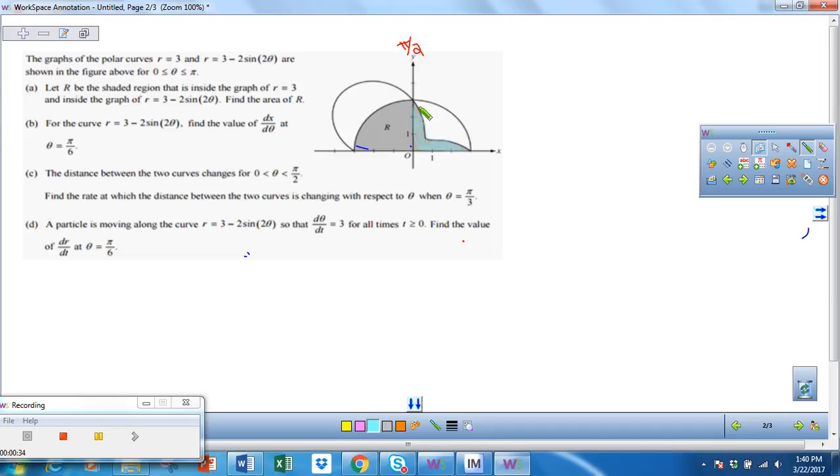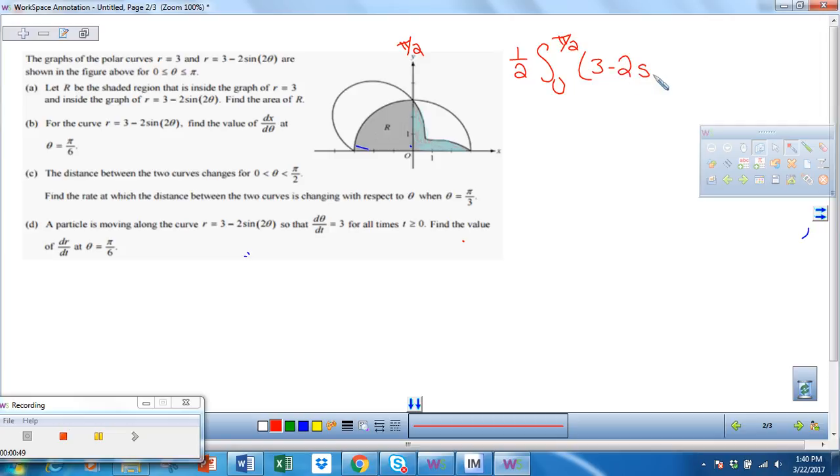3 minus 2 sine 2 theta. Okay, I'm using the non-circle curve. So I'm going to integrate from 0 to pi over 2, 1/2, the non-circle curve, 3 minus 2 sine 2 theta, squared. Are we all cool with that? So that will give us the area to the right. How do I find the area to the left?